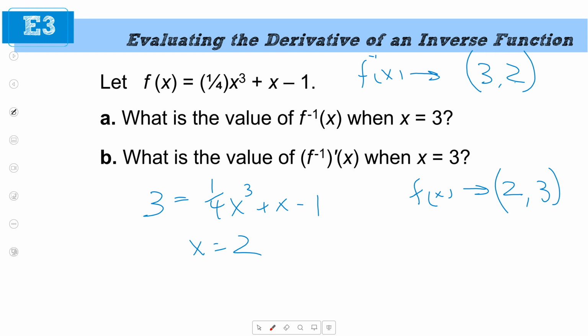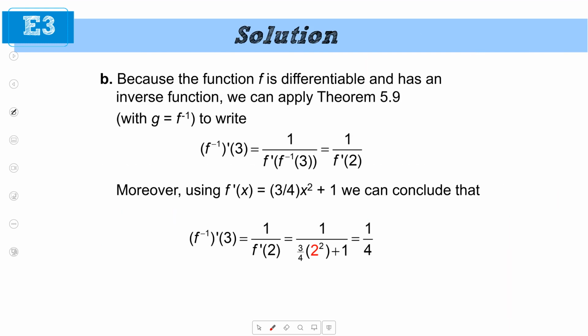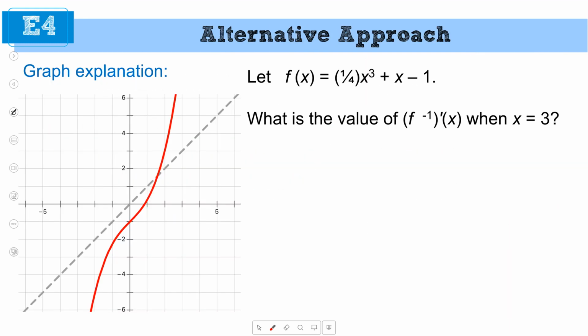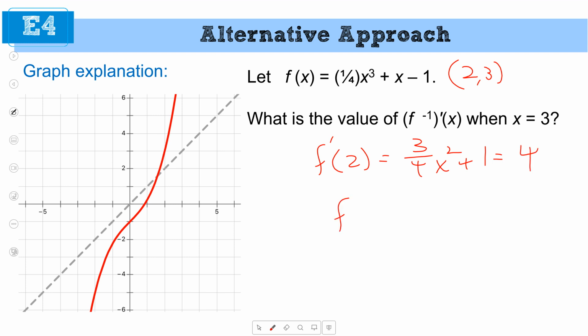Okay, so it looks something like this. I know that the point 2, 3 is on the function, so I'm going to find f prime of 2, which is 3/4 x squared plus 1. Plugging in 2 there is 3 plus 1 is 4. And therefore, f inverse prime of 3 would be 1/4, the reciprocal of that.